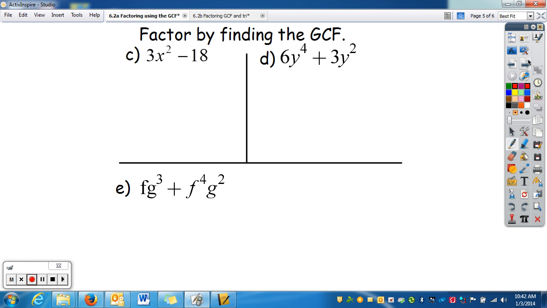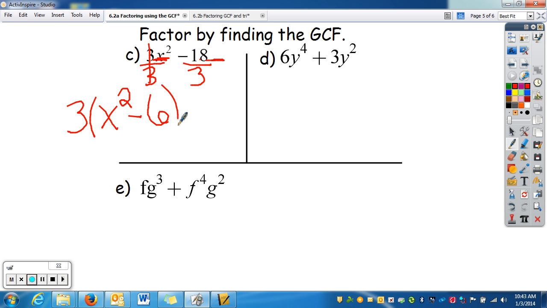Alright, so let's do the next 3. So I'm looking at what divides both of these. Let's look at the numbers first. Both of these are divisible by 3. And then I look at my variables. Now the first term has x squared, but the next one does not have an x. So all I can use is 3. So 3 is my only factor. So then I put that on the outside. Then 3 divided by 3 simplifies out, so I get x squared. Negative 18 divided by 3 is negative 6.